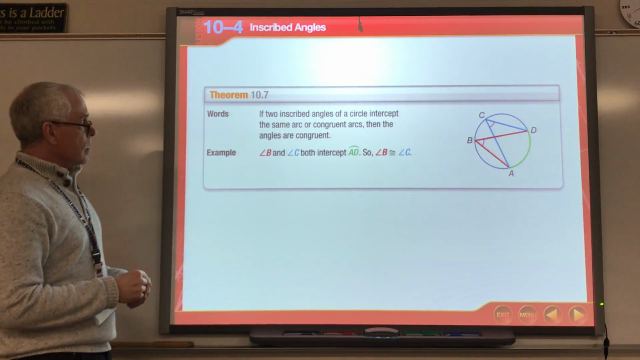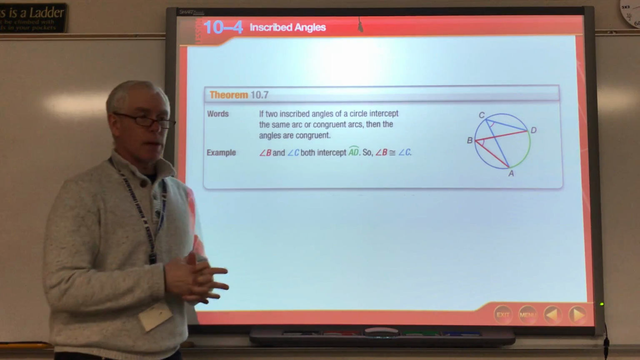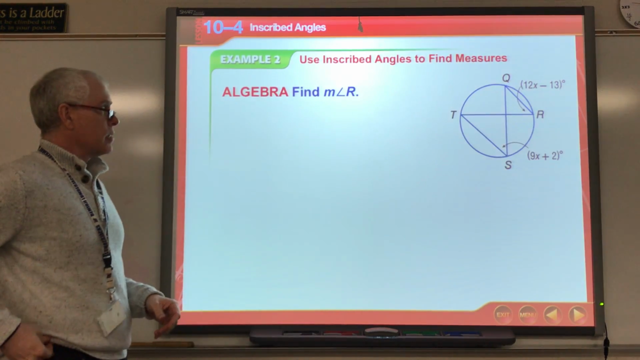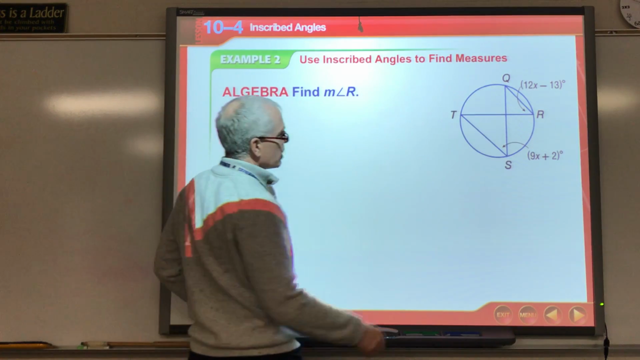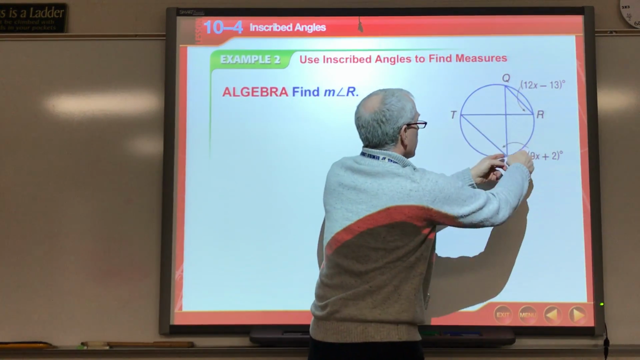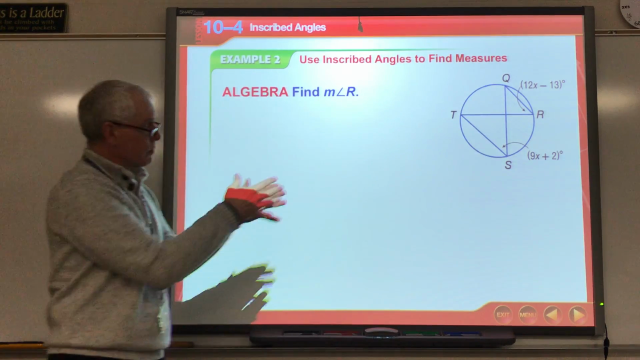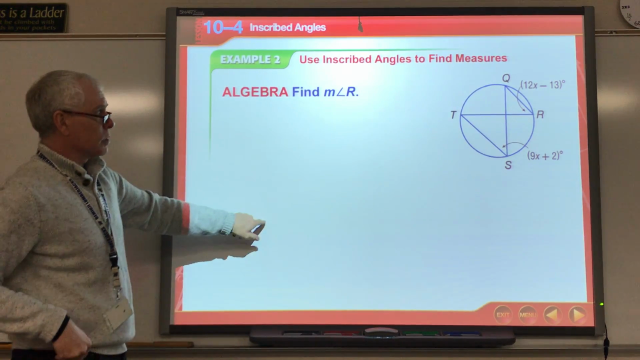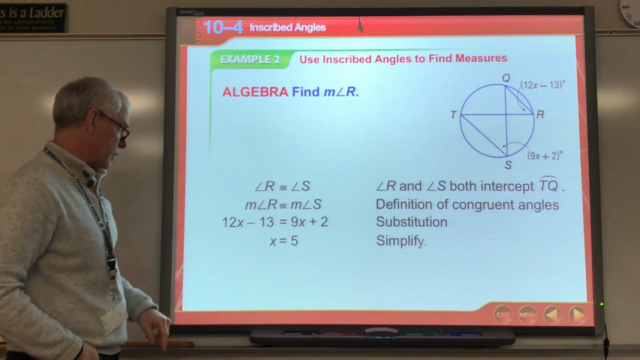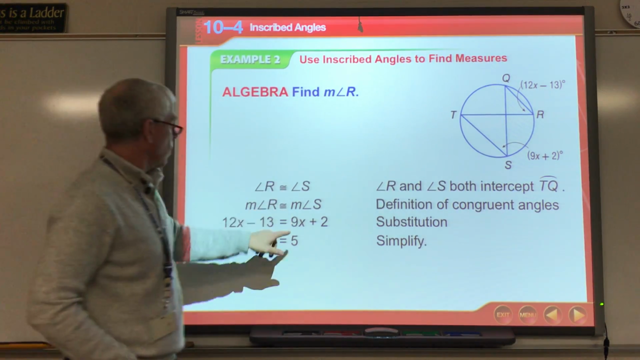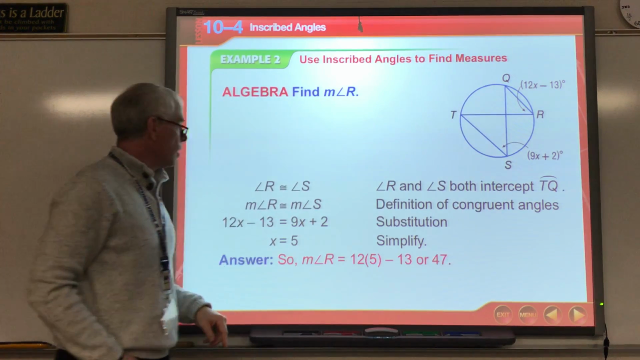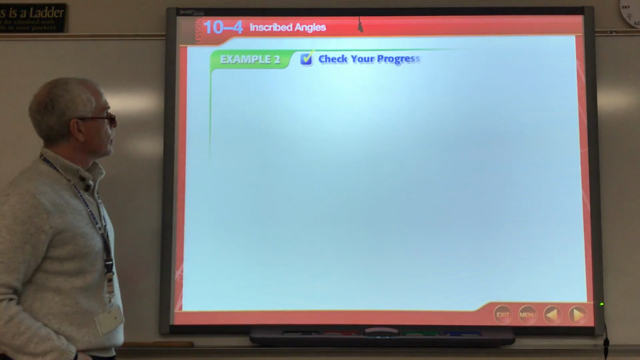If two inscribed angles intercept the same arc, then they have to be congruent. Well, that kind of makes sense. Half the same angle, right? So find the measure of angle R. If you follow these two angles out, they both intercept arc TQ, so those have to be congruent. I'm going to set the expressions equal to each other. Solve for x, and it says find measure of angle R, so I have to put that 5 back into here, so 60 minus 13, or 47.